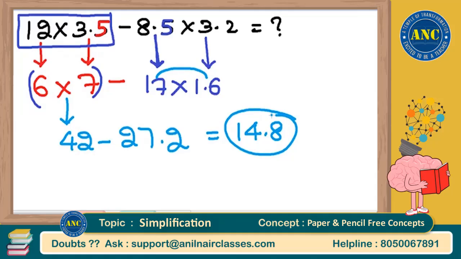Very, very easy. 12 into 3.5. Instead of solving 12 and 3.5, it is better to solve 6 and 7. 6 into 7 is so easy to say.